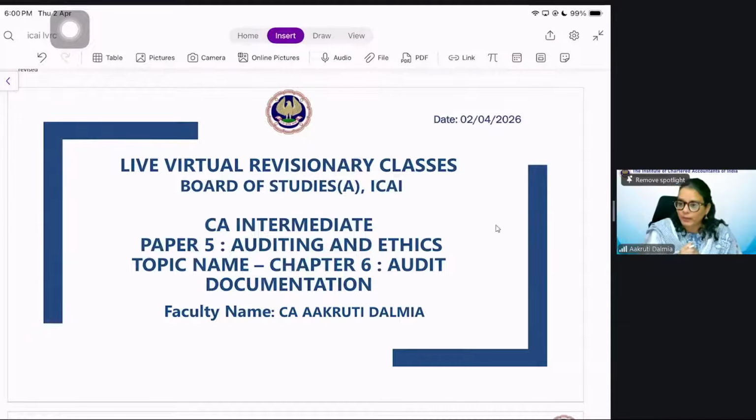And today's topic is going to be audit documentation and audit of banks. As usual, we will revise it through the medium of questions, and we will ensure that all the important points, how to think, how to manage, how to write, all those points are covered as usual.